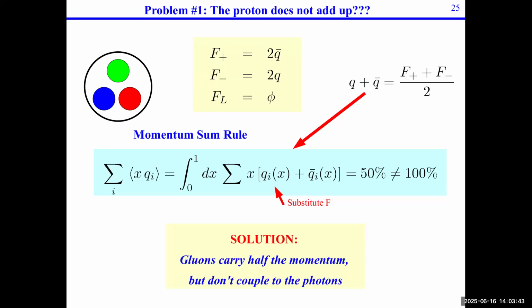What's the solution? There aren't any scalar quarks. We already ruled that out. Turns out they're gluons. They're gluons inside there, and the gluons actually carry about half the momentum, but because they don't couple with photons in the simple leading order picture, you're not going to see them. And so that's how they deduced that the gluons were there.